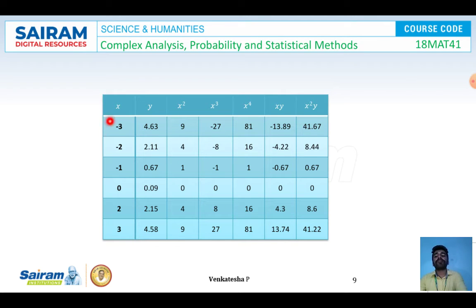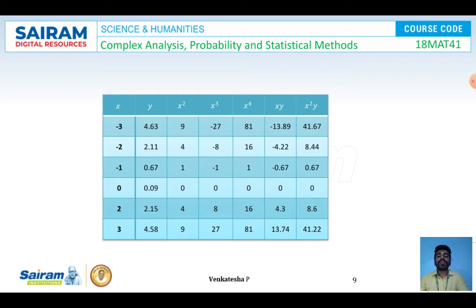So x is given like -3, -2, -1, 0, 2, 3. Y is given like 4.63, 2.11, 0.67, 0.09, 2.15, 4.8. So x² has been obtained by squaring all x values. I got 9, 4, 1, 0, 4, 9. X³ has been obtained by applying cube on all x values. I got -27, -8, -1, 0, 8, 27.